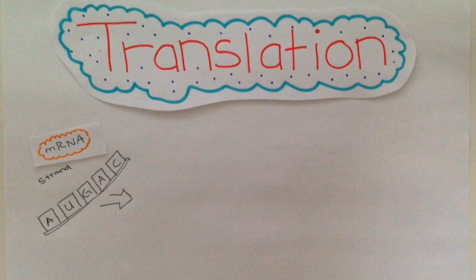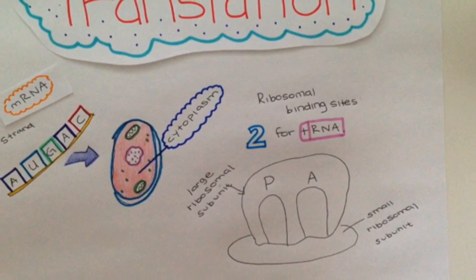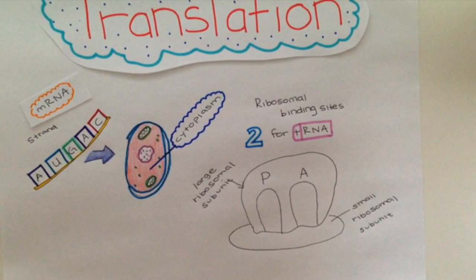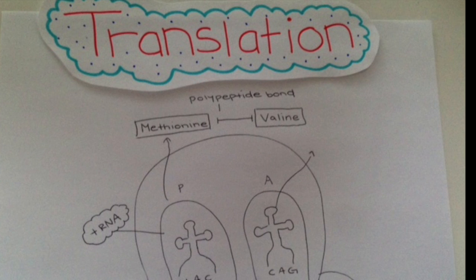In translation, the mRNA is sent to the cytoplasm where it bonds with ribosomes. These ribosomes have binding sites, but the most important ones are the two tRNA sites labeled the A site and P site. Once the mRNA is in place, tRNA molecules that are associated with specific amino acids bind to the ribosome. They bind to the ribosome in a sequence defined by the mRNA code.